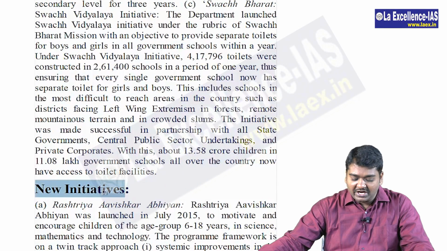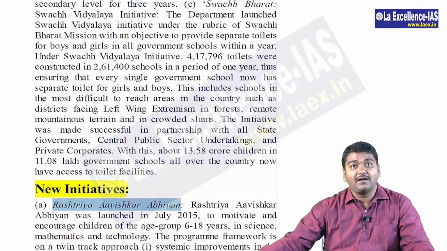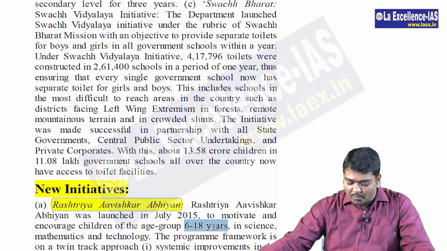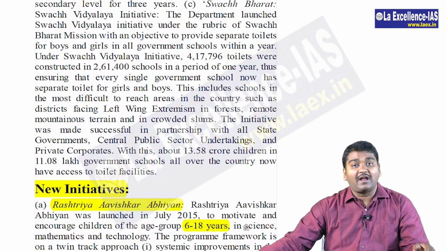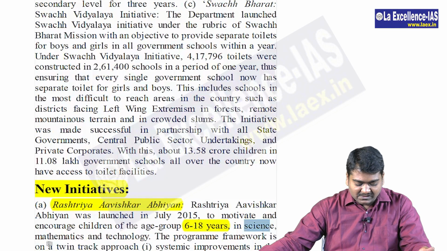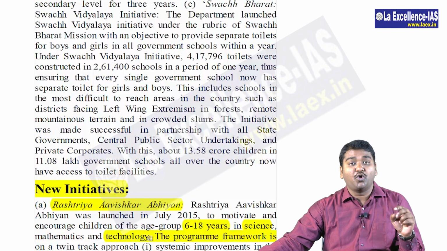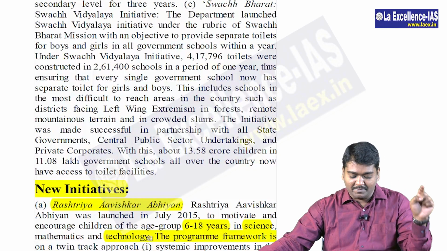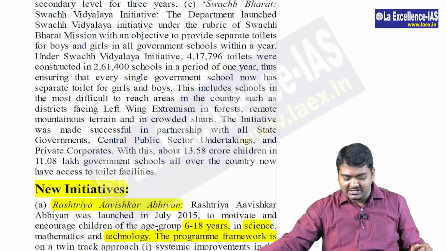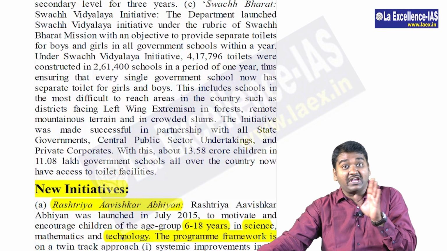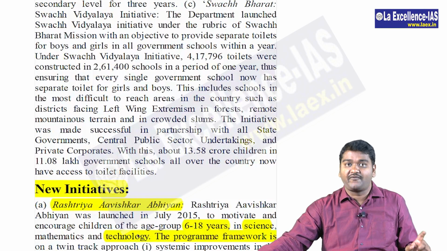Then you have new initiatives, very, very important. The first one is Rashtriya Avishkar Abhiyan, where children in the age group of 6 to 18 are encouraged to learn science, mathematics and technology. Very, very important. They may ask you a question about this. Please try to know what Rashtriya Avishkar Abhiyan is. They will not go into detail. They may just ask from which age group to which age group and what the focus is.